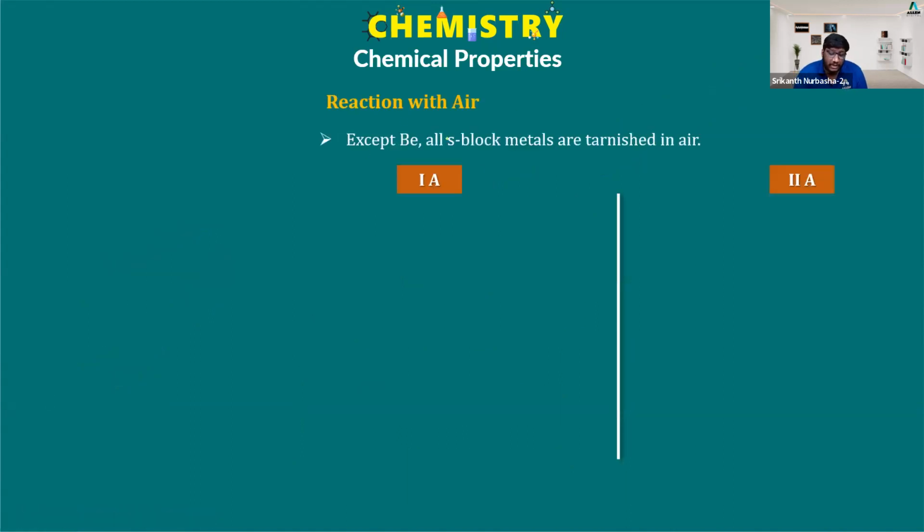Reaction with air: except beryllium, all s-block metals are tarnished in air. Tarnished means they turn black.